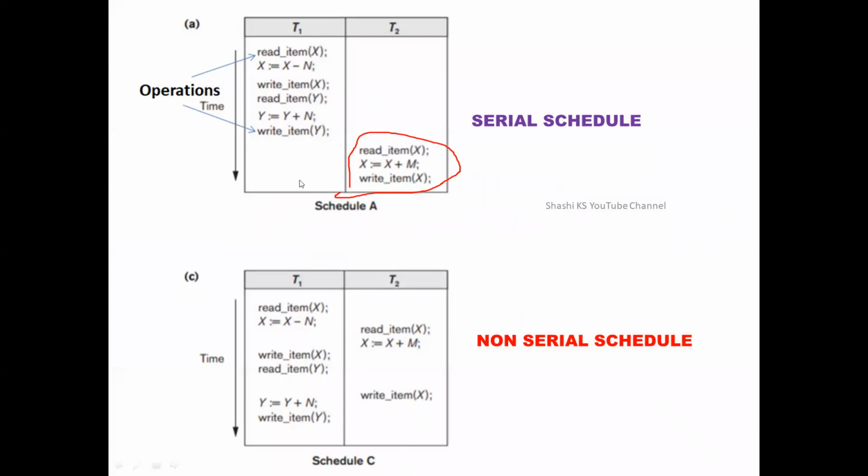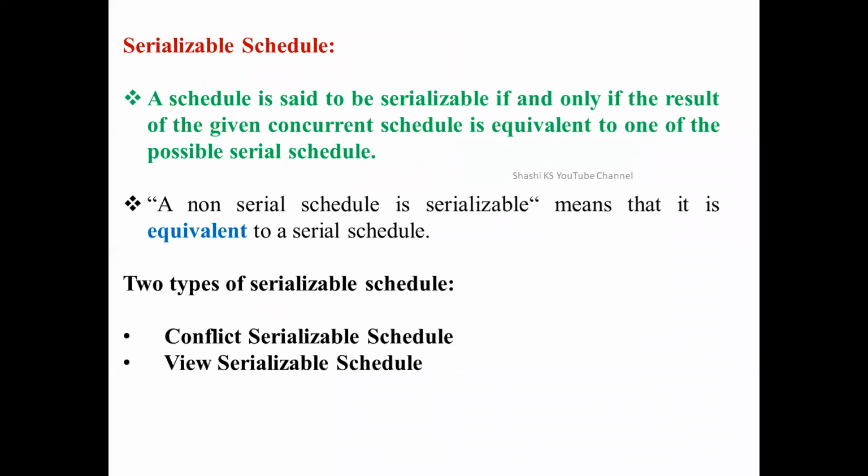Okay, so going by the previous example, if I execute this non-serial schedule and if I'm able to get the same result of execution as that of this serial schedule, then I will say that this non-serial schedule is serializable. If I'm able to produce a result of execution of a non-serial schedule that is the same as the result of a serial schedule, and if it leaves the database in a consistent state, I can say that a schedule is a serializable schedule. So in simple words, if I say that a non-serial schedule is serializable, it means that it is equivalent to a serial schedule.